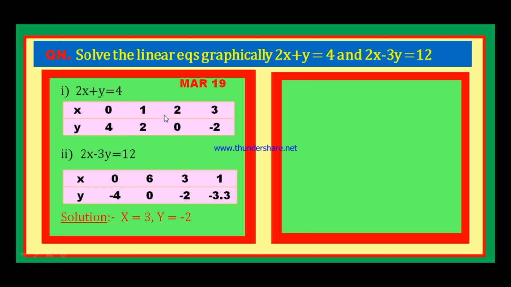And in order to get the third point, consider x is equal to 2. If you consider x is equal to 2, 2 into 2 is 4, plus y is equal to 4, or y is equal to 4 minus 4, which is 0. Third point is (2, 0).